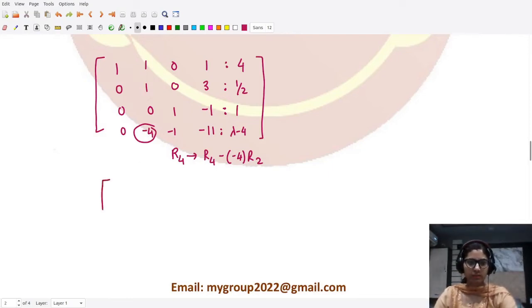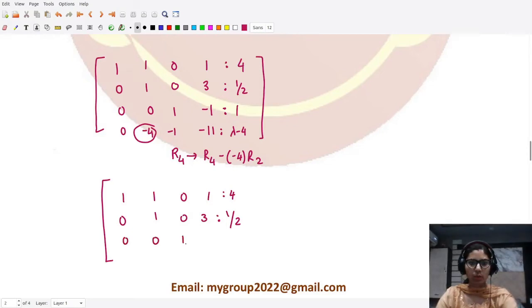So the elements of row 1 would be as such: 1 1 0 1 with 4. Row 2 would be as such: 0 1 0 3 and 1 by 2. Row 3 would be as such: 0 0 1 minus 1 with 1, right? And then for R4 we'll apply the operation R4 minus 4 of R2. So 0 minus something 0 is 0 only, 4 minus 4 of 1 is 0 only, then minus 1 times minus 1 minus 0 times something, so that is minus 1 only, right?